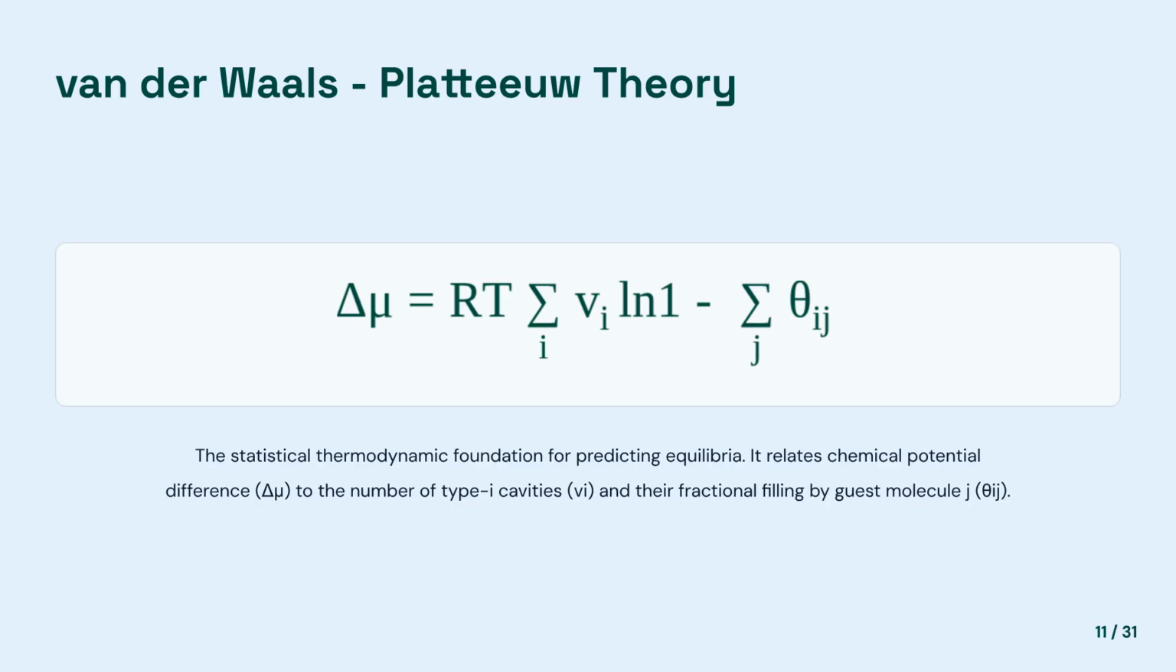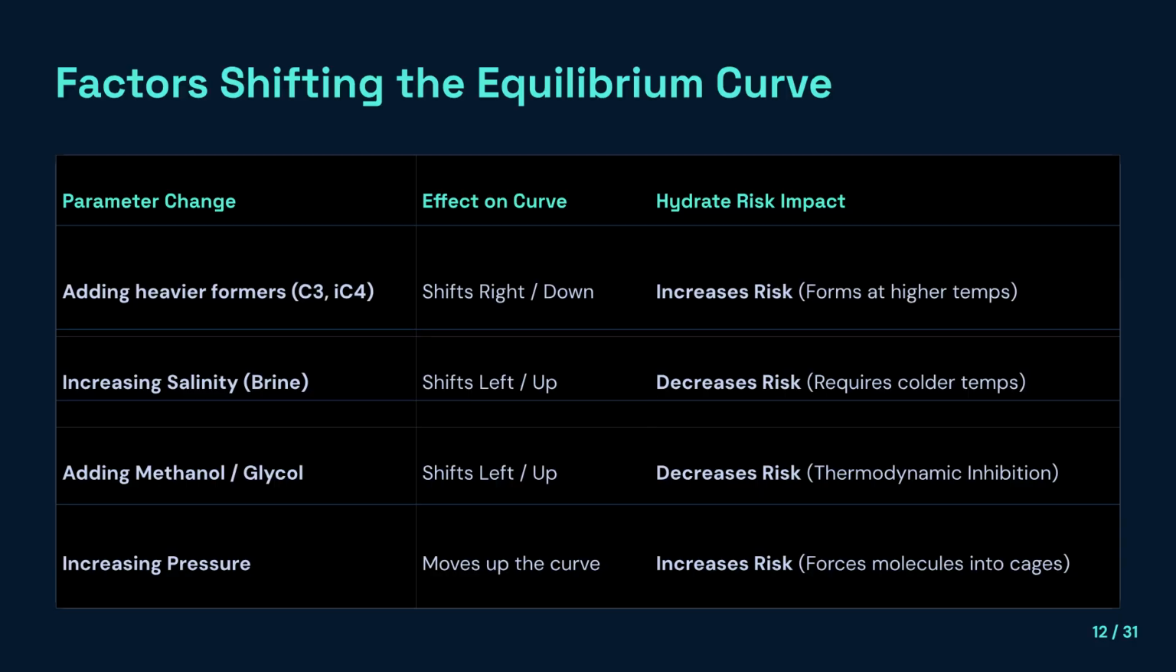The van der Waals plateau theory provides the statistical foundation for predicting these equilibrium conditions, relating chemical potential to cage occupancy. Various parameters shift the equilibrium curve. For instance, increasing pressure moves the curve, while adding certain chemicals can inhibit formation by shifting the stability boundary.